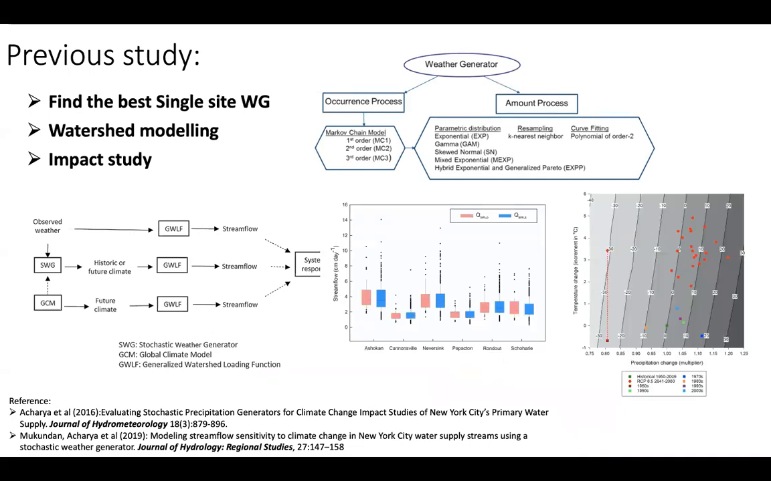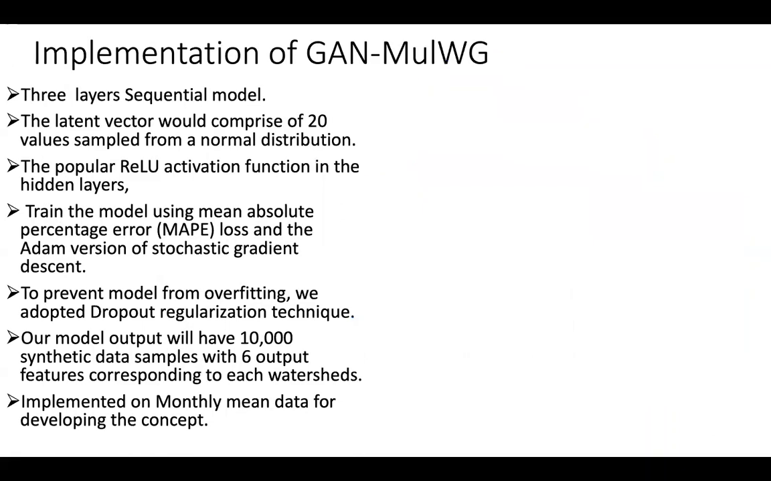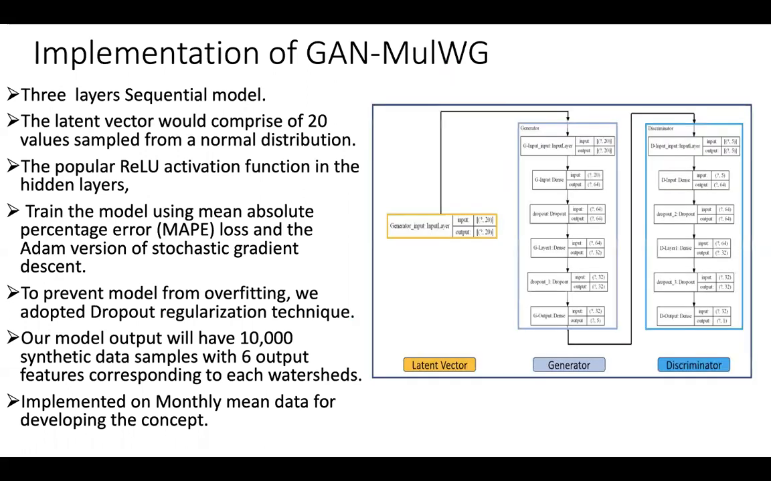But the huge limitation of those previous studies is that we were working on a single site. That means although there are 6 watersheds, we made the weather generator independent for each of the 6 watersheds, so there's no information between the watersheds in terms of spatial attributes or correlation. So that's what we want to test: whether this whole GAN-based multisite weather generator can actually capture those things. So we went through different layers of implementation.